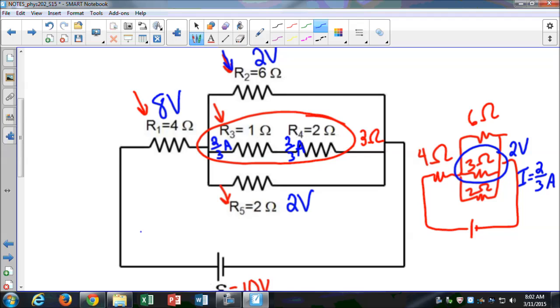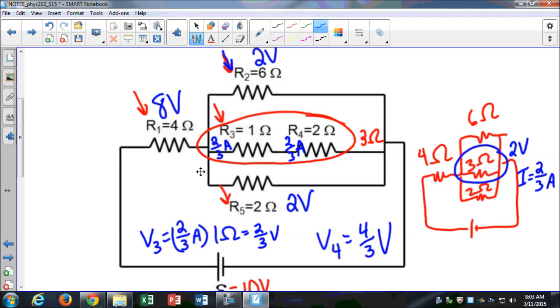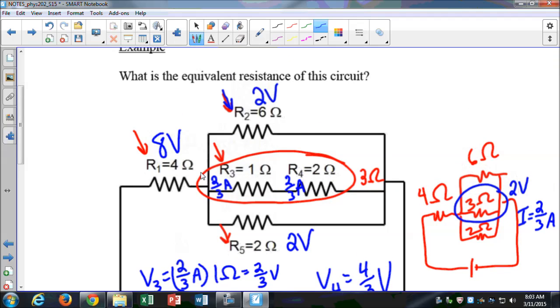Now if I want to know the voltage V3, that's going to be I, which is 2/3 amp, times R, which is 1 ohm, which is 2/3 of a volt. And similarly, V4 will be I, 2/3, times 2 ohms, which is 4/3 volts. Alright, so I have all the answers now: 8 volts, 4 ohms, 2 amps, 2 volts, 6 ohms. That gives me 1/3 of an amp. Down here I have 2 volts, 2 ohms, 1 amp, and then 2/3 amps, 2/3 amps, 2/3 volt, 4/3 volts.